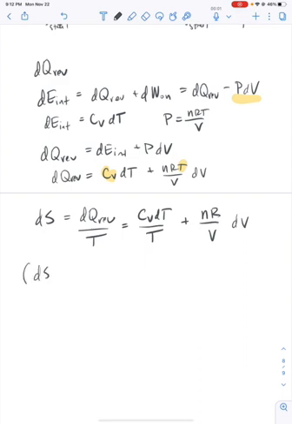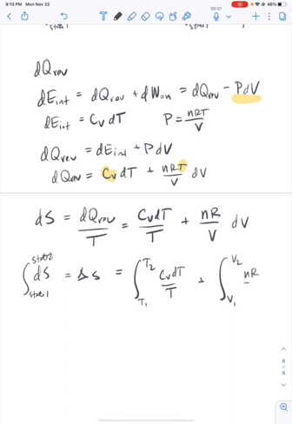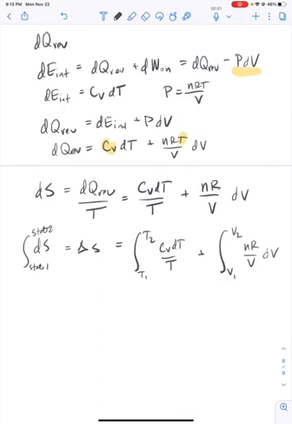So again, we're going to integrate from state 1 to state 2 dS. That gives us our delta S. And then we're going to integrate from T1 to T2 for the temperature part of the integral, and from V1 to V2 for the volume part of that integral. Again, this is the same as doing this whole integral from state 1 to state 2, but we only have to worry about the temperature changing for the temperature part, since that's the only thing that depends on it, and the volume changing for the volume integral that only depends on the volume.